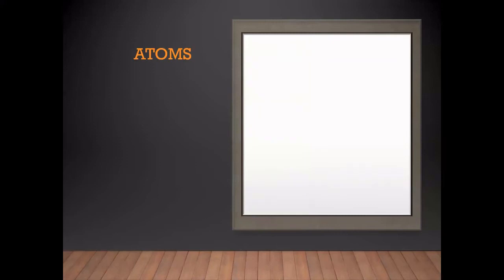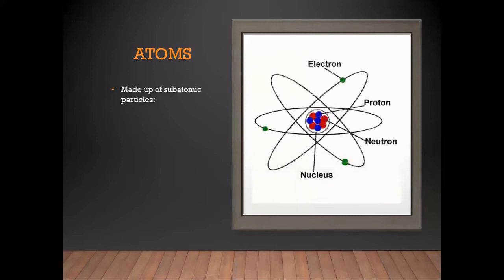The next thing we need to talk about are atoms. Atoms are made up of subatomic particles. The protons, which carry a positive charge, are found in the nucleus of the atom. The electrons, which carry a negative charge, orbit the nucleus of the atom. And the neutrons, which are not charged, are located in the nucleus of the atom.